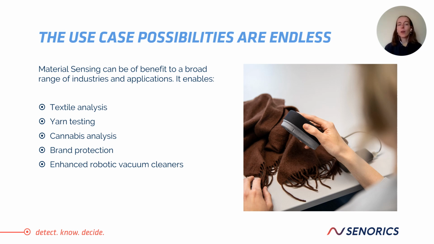Finally, there are robotic vacuum cleaners. Material sensing and OEM modules enhance the functions of robotic vacuum cleaners and make cleaning processes more thorough than ever before. Heavily dirty areas, for example, can be identified and treated more targeted. This is the same for different floor materials.